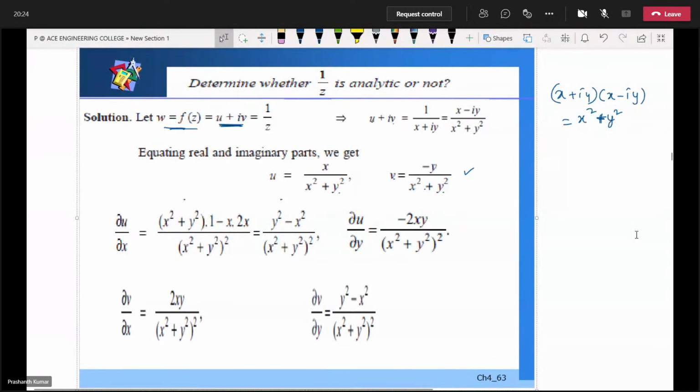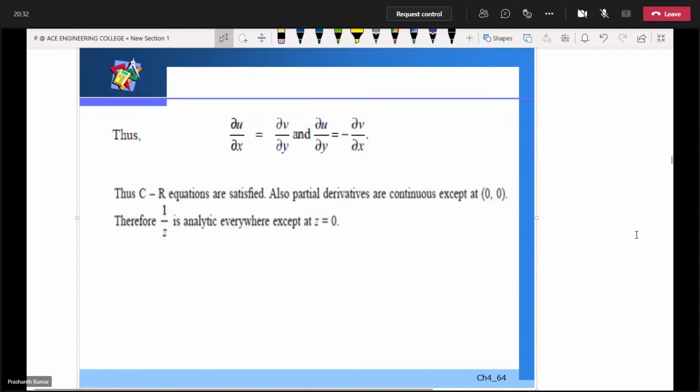Same question. Therefore, the function is analytic. Again, I am writing. So ∂u/∂x is equal to ∂v/∂y, and ∂u/∂y is equal to minus ∂v/∂x. Thus, the CR equations are satisfied.